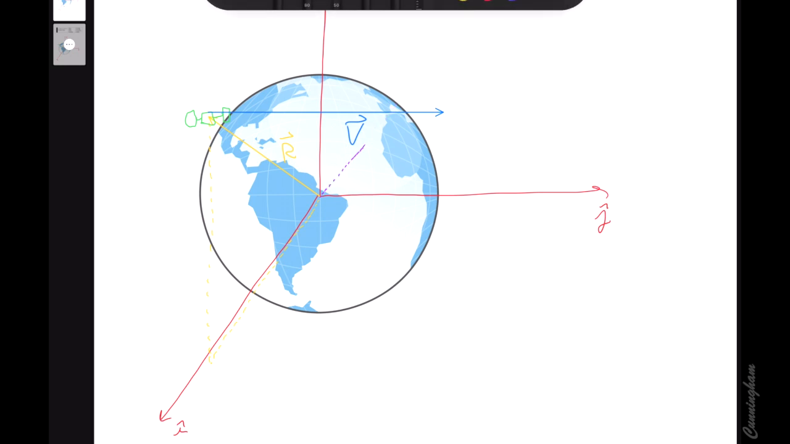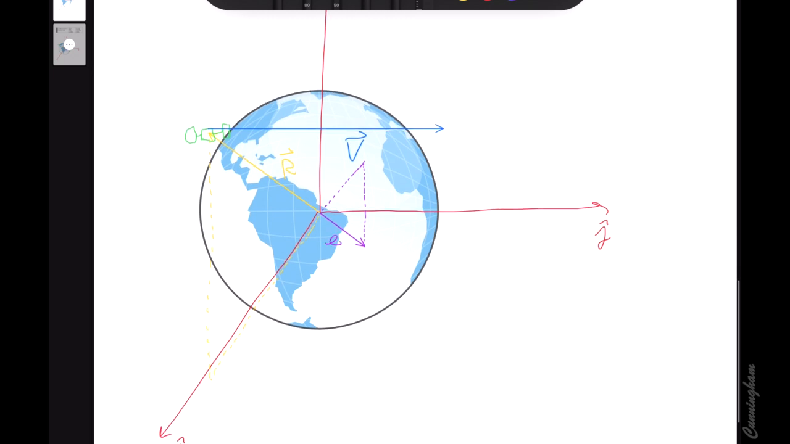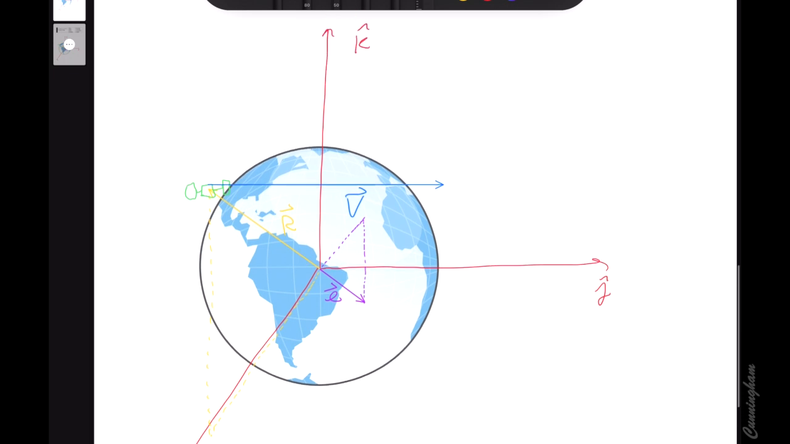And some negative K. So let's see. Here's the K hat axis. So our eccentricity vector is pointing somewhere down this direction. Not somewhere down. It's pointing exactly opposite of the R vector. So I'll label that. Okay, so what does the E vector point at?